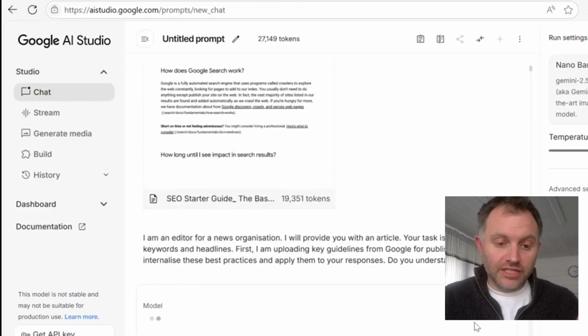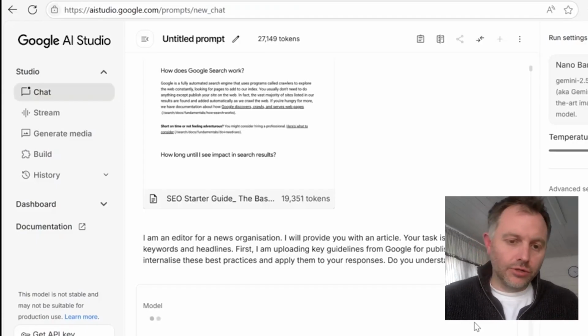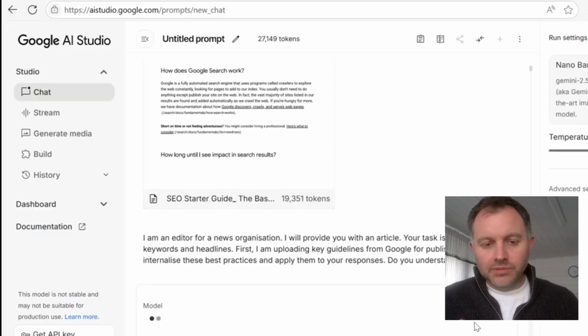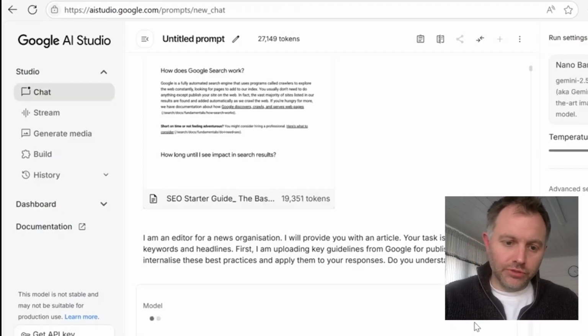And shortly it should tell me that it does understand. And once it's told me it does understand, I can then upload my article. It's probably taking a little while because it's internalising all the information that it's got in, and thinking about the response it needs to give me. Once it's done that, I'm going to upload an article.